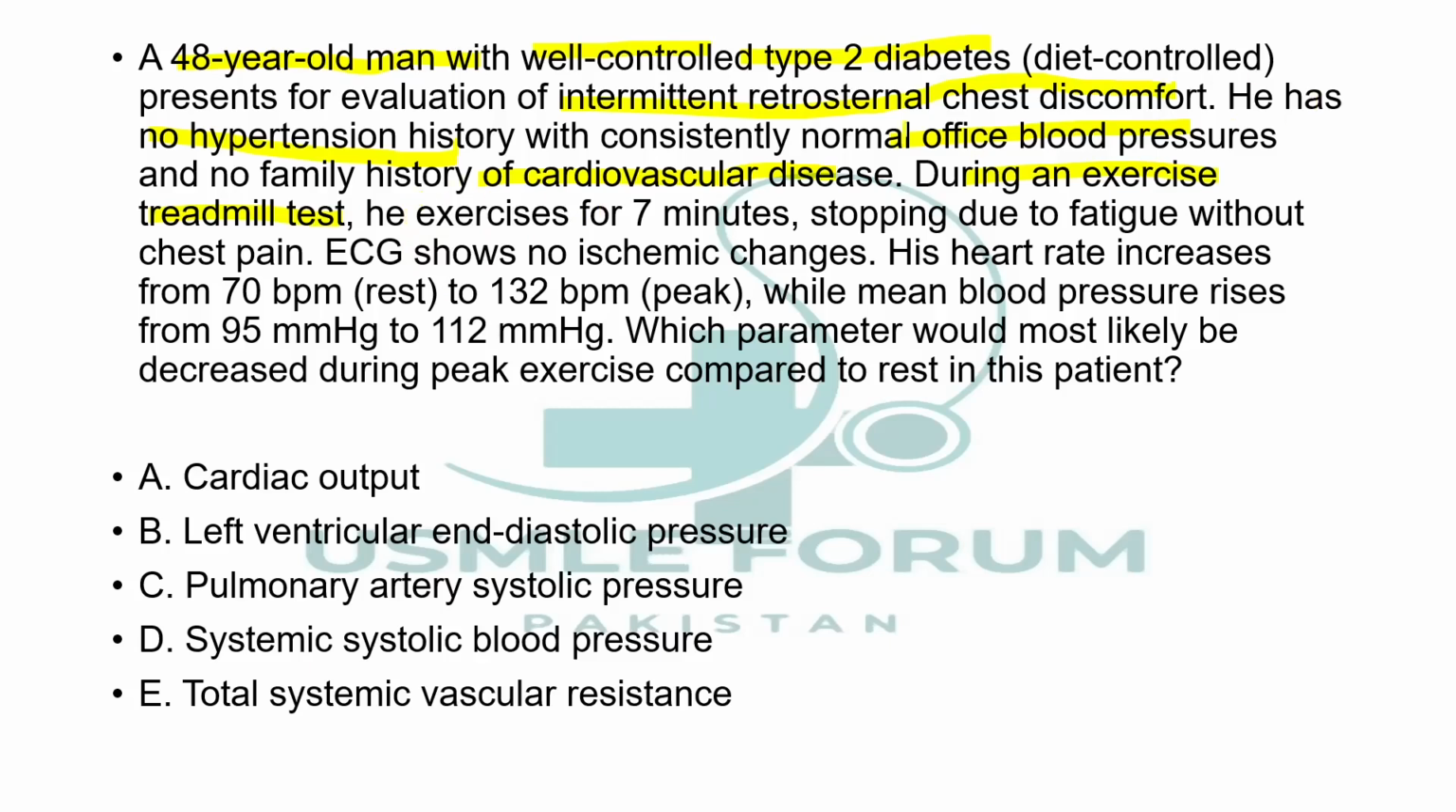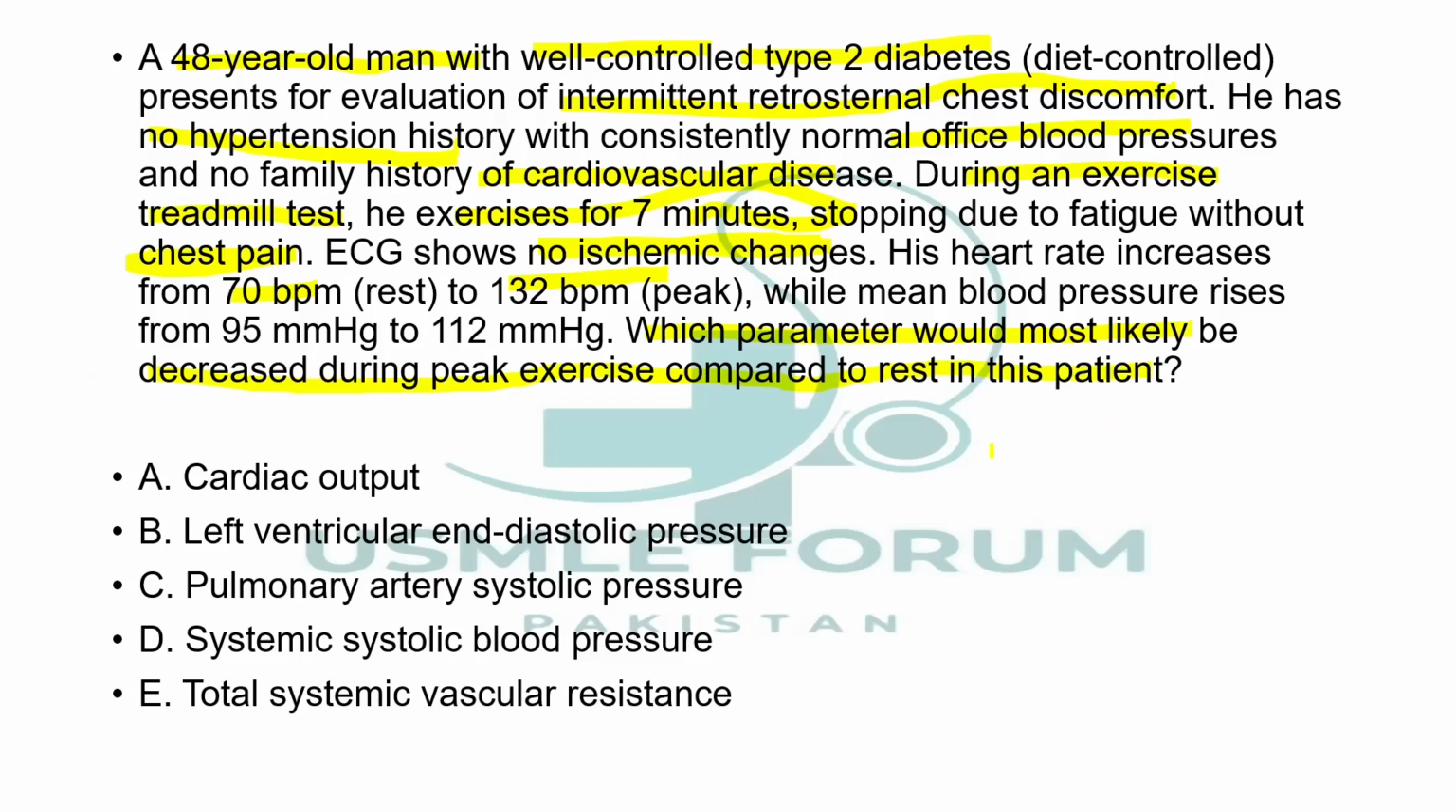Right, so he undergoes this test and he exercises for 7 minutes and he has no chest pain. So the test is basically normal and the ECG is also normal, so it shows no ischemic changes. The heart rate increases from 70 to 132. He faces no problem. The blood pressure also rises. The important question, which basically starts from here, is what parameter would be decreased during peak exercise compared to rest in this patient.